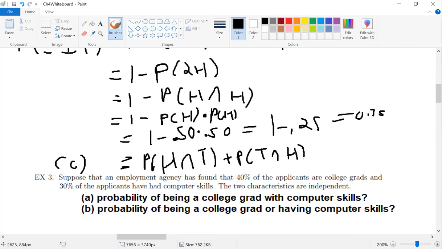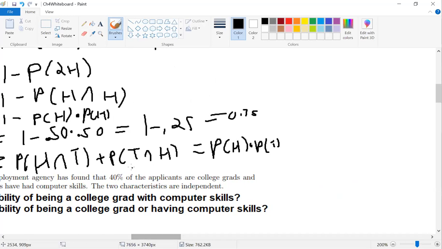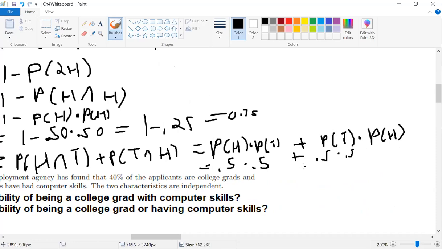Again, we're going to use a shortcut. They're independent of each other, so we can use this shortcut. So this first one, probability of heads and tails, is probability of heads times probability of tails. And then tails and heads plus probability of tails times probability of heads. These are all 0.25, so 0.5 times 0.5 plus 0.5 times 0.5. That's 0.25 plus 0.25, 50%. Before I continue, any questions about part C? Any questions about this example in general?